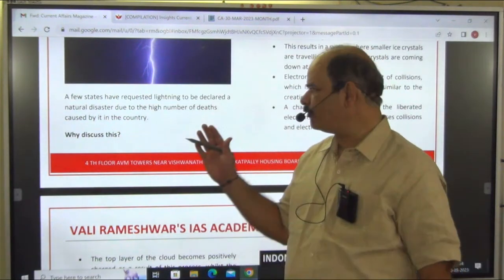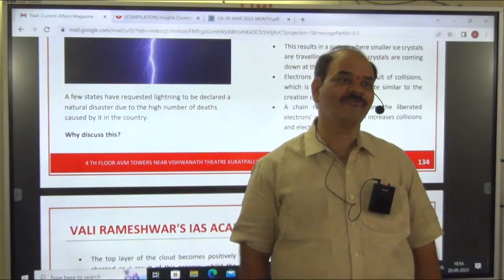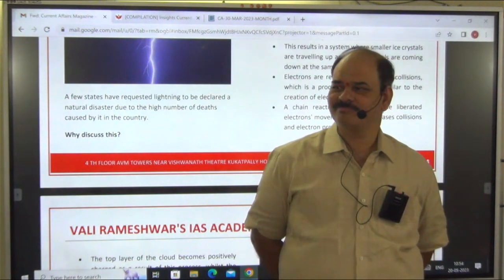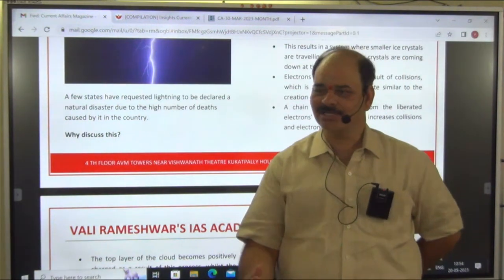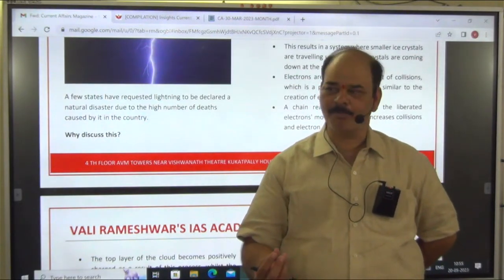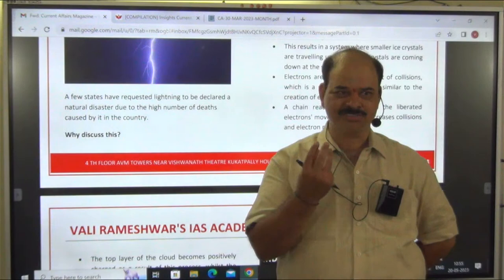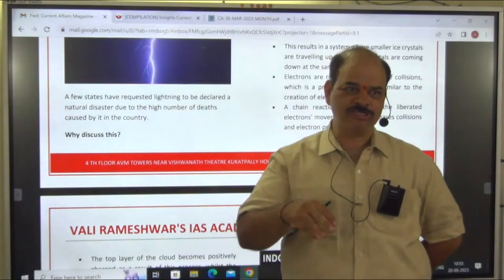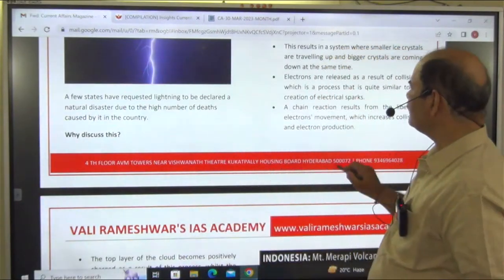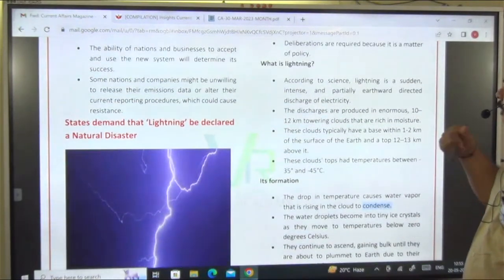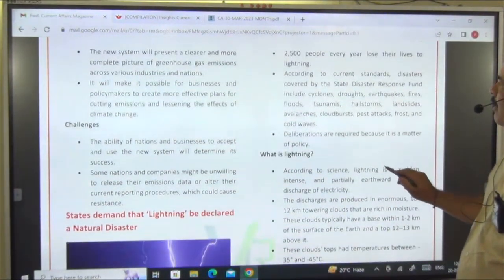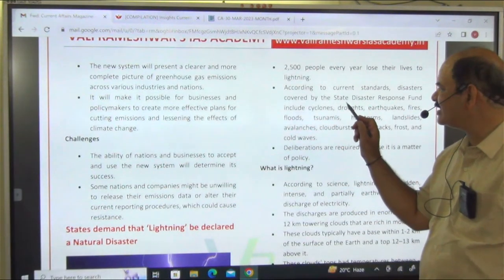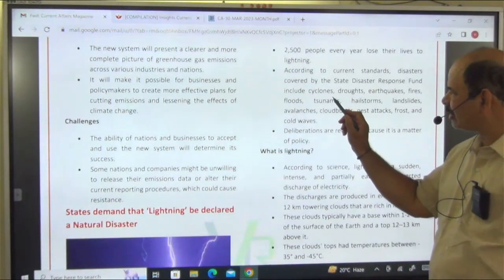And we have discussed what is the reason for the lightning. It is a differential in the polarity in the clouds. As the light water molecule will move upwards and the heavy water molecule in the form of ice will move downwards. And in between, their collision will also result in the lightning. We have discussed in the routine classes. Now, what I mean to say is here you have to remember what all are included in the list of disasters.